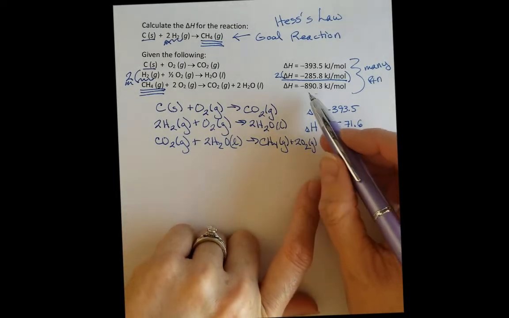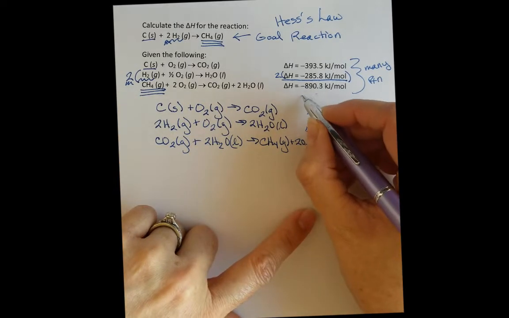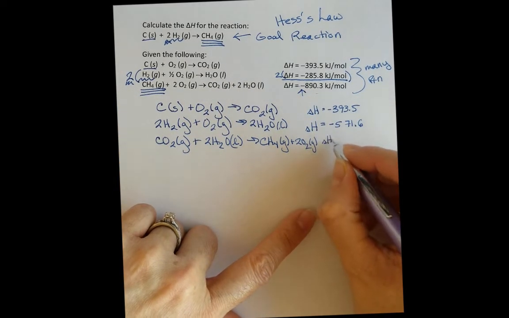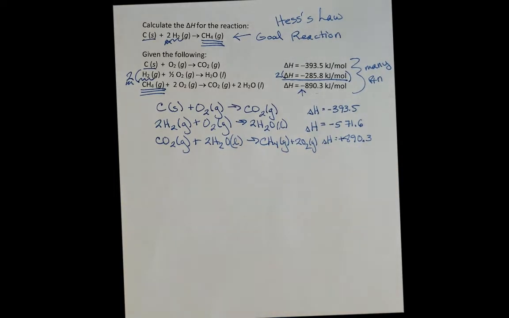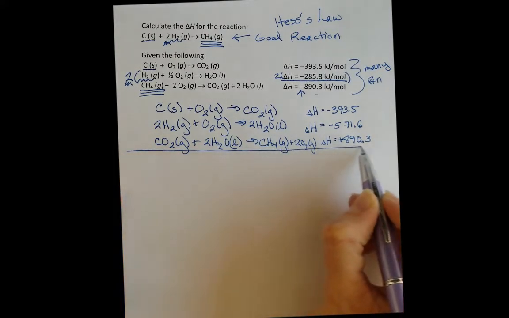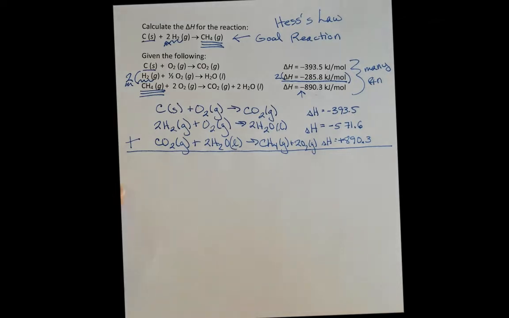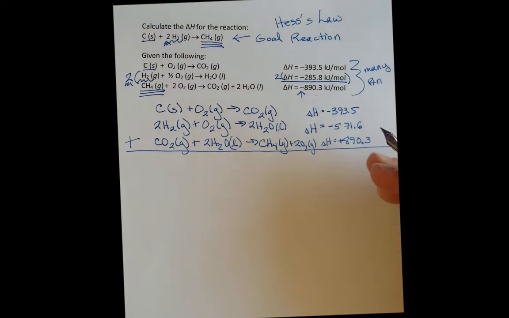When I do that, because I reversed my reaction, I need to change the sign of this delta H value. So this delta H now is going to be a positive value. It was originally negative, but because I reversed the reaction, I need to change the sign of my enthalpy value. Now, we're going to add everything together. And as we do this, to me it was always one of the most fun parts, because we get to cross out anything that's the same on both sides.